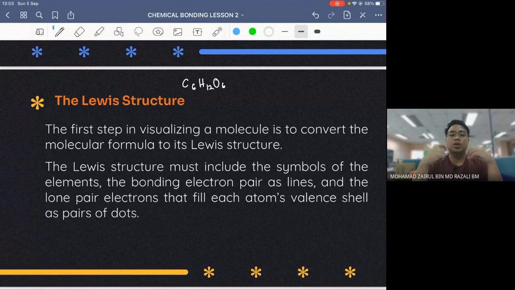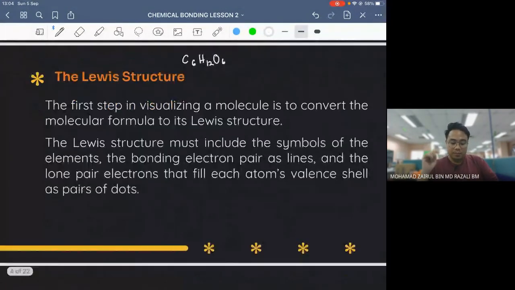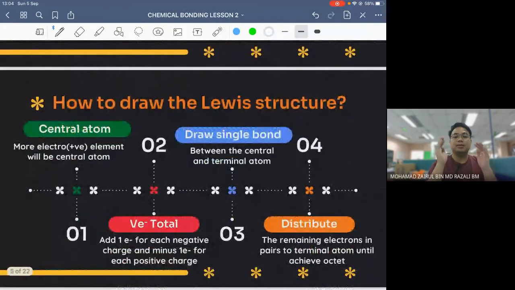And also we need to draw the lone pair electron that fill each atom valence shell as a pair of dot. Maknanya dalam Lewis structure ni, awak kena ingat, kita kena ada symbol of the element, kita kena ada bonding pair, dan bonding pair tu mesti dilukis dalam bentuk line, dan kita mesti tulis dia punya lone pair, dan the lone pair itu kita mesti lukis dalam bentuk dot. So basically there are four main step yang you need to follow in order to produce the Lewis structure from any given molecular formula.